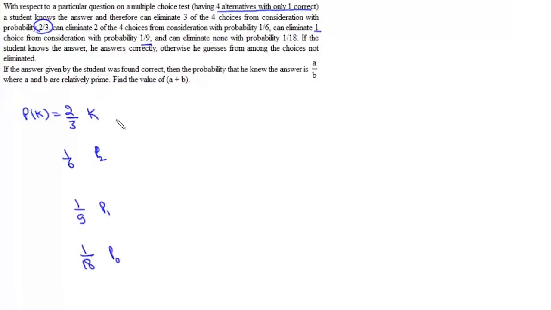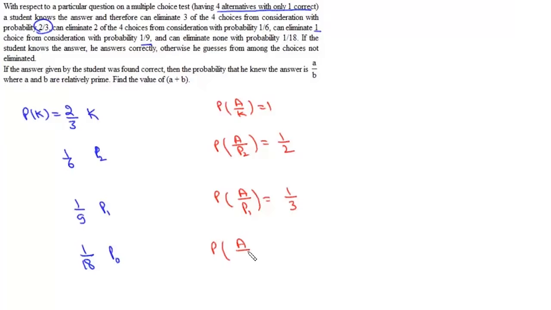Now the probability of getting the answer correct, if he knows the answer, is simply 1. The probability of getting the answer correct, if he can eliminate 2 choices, will be simply 1 out of the remaining 2 choices. The probability of getting the answer correct, if he can eliminate 1 choice, will be simply 1 out of 3 choices. And if he cannot eliminate any of the choices, then this probability will be simply 1 out of 4, which is 1 by 4.